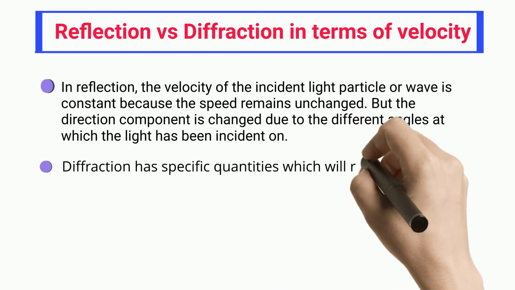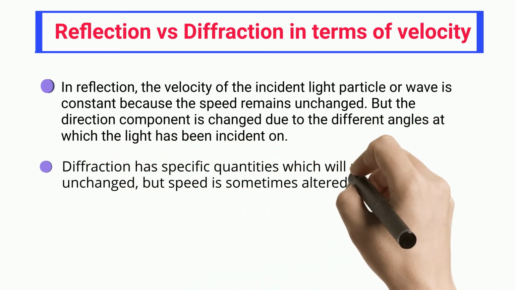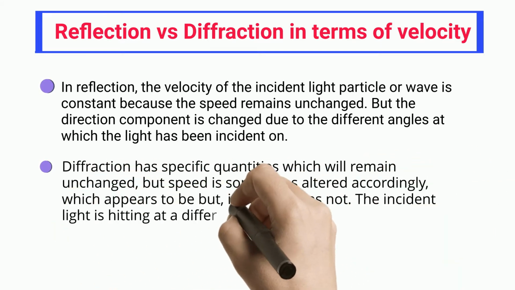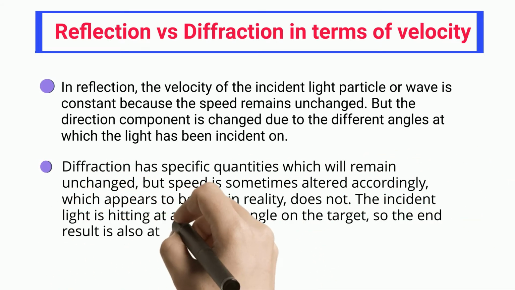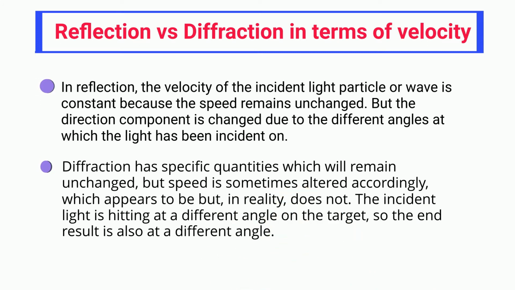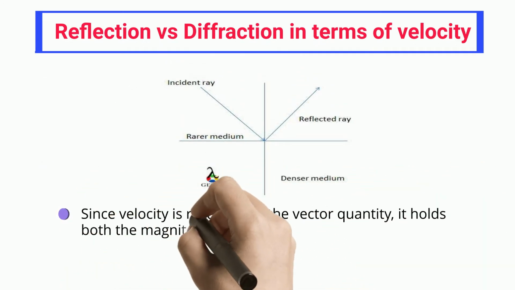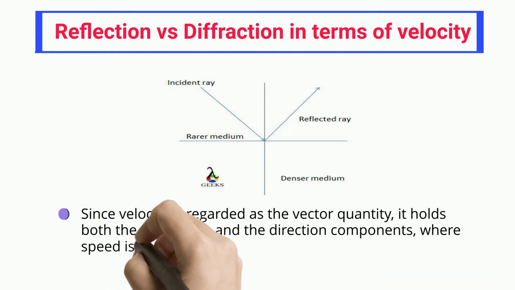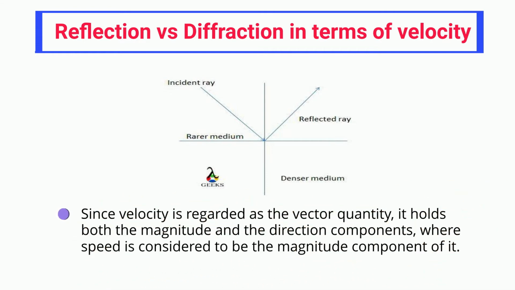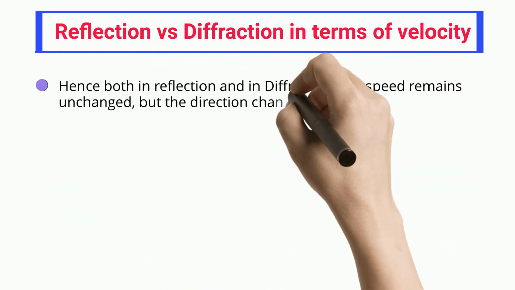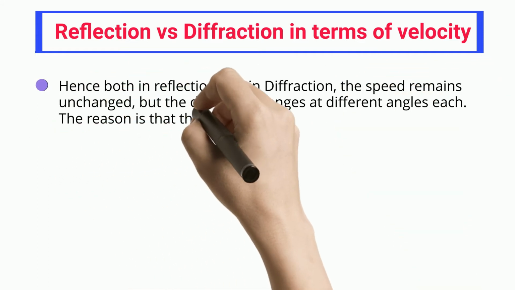Diffraction has specific quantities which will remain unchanged, but speed is sometimes altered accordingly, which appears to be so but, in reality, does not. The incident light is hitting at a different angle on the target, so the end result is also at a different angle. Since velocity is regarded as a vector quantity, it holds both the magnitude and the direction components, where speed is considered to be the magnitude component of it. Hence, both in reflection and in diffraction, the speed remains unchanged, but the direction changes at different angles each.